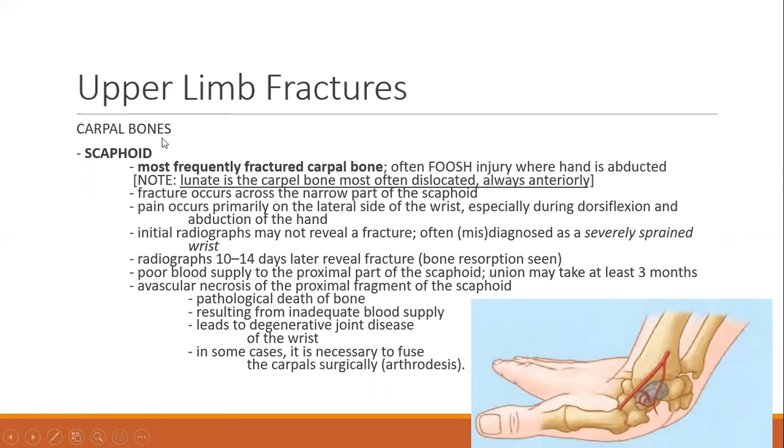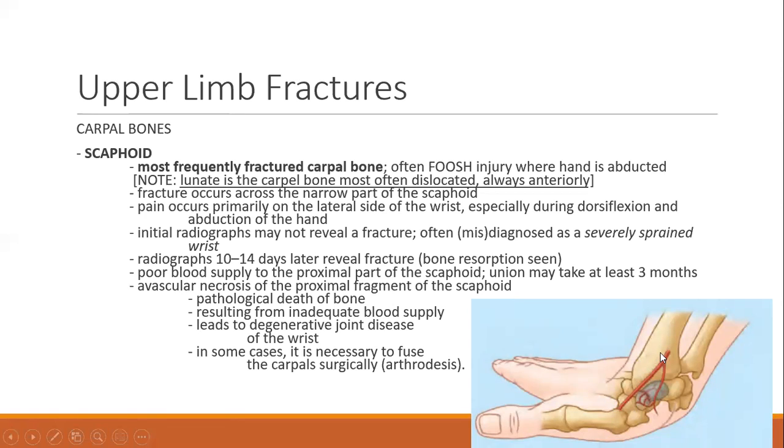When it comes to your carpal bones, your scaphoid bone is the most frequently fractured carpal bone. This is an example of a FOOSH injury, so falling on your outstretched hand. The important point about breaking your scaphoid bone is that if you don't catch it, the person can have avascular necrosis of the bone. So how this works.